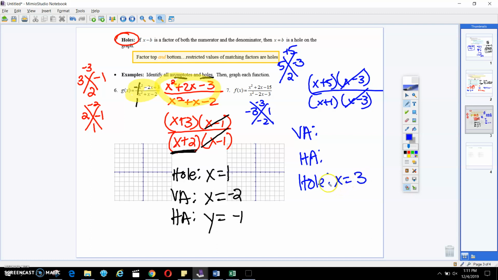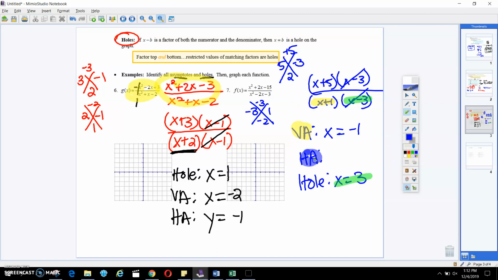Positive 3. For our vertical asymptote, we're going to take what's in the bottom that's left over. We're going to set it equal to 0 and solve. So that's going to be x equals negative 1. Okay? And for those of you who didn't see that, you're taking this. That gets you the vertical asymptote. If you take what we cancel out, that gives you your hole.